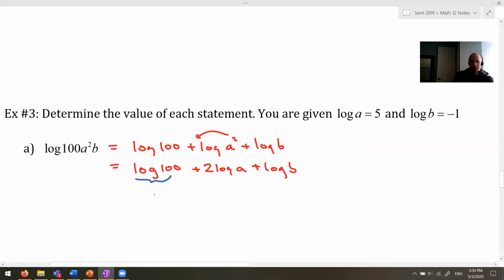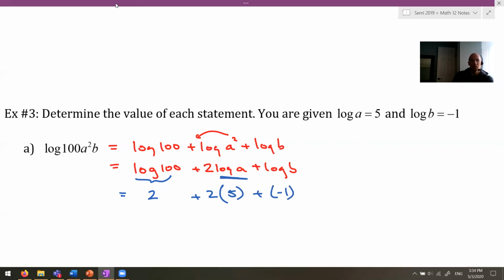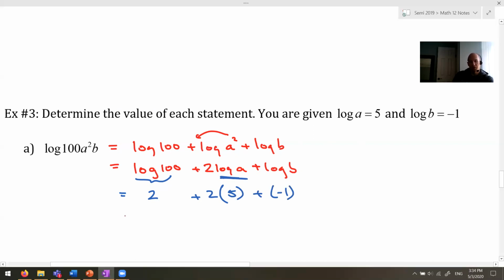Okay, now this thing is pretty simple. Log of 100, remember base 10 is assumed, so that's actually equal to 2. This is 2 times, now we're told log a is equal to 5, so this is 2 times 5. And then log b is equal to -1. And just like that. I'm not 100% sure why I switched colors to do this, but it just felt right. So let's go back to red. And we've got 2 plus 10 minus 1, that's 11. Ta-da!